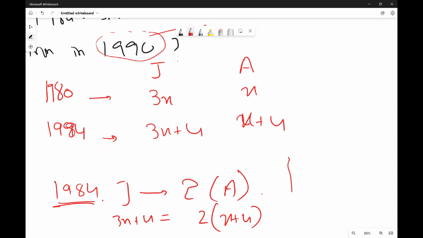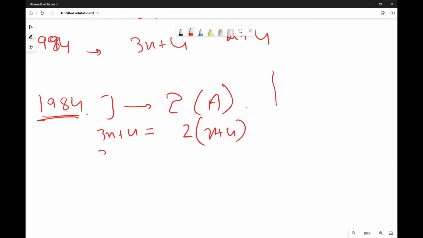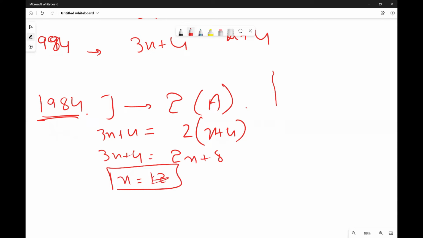यहां से हमें x की वैल्यू मिल जाएगी. So 3x plus 4 is equal to 2x plus 8. 3x minus 2x आ गया is equal to 8 minus 4, sorry 4 होगा. So Aaron was 4 years old.